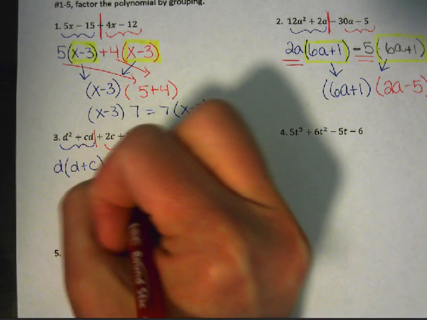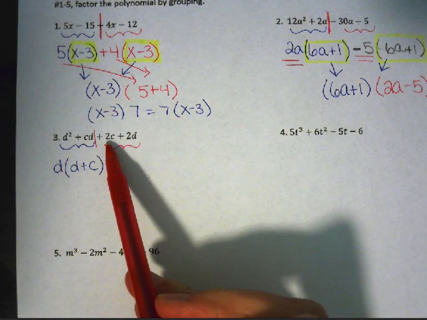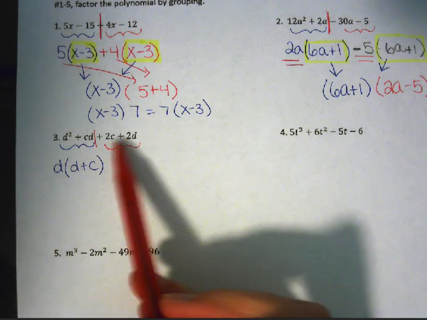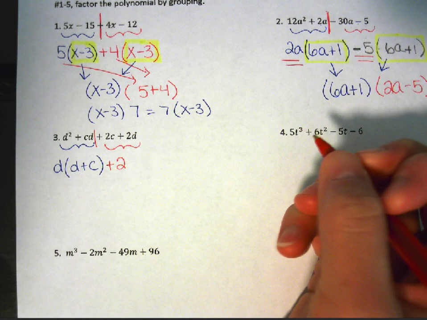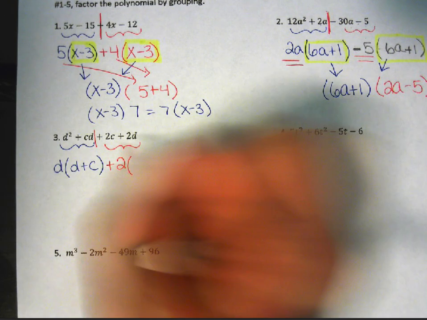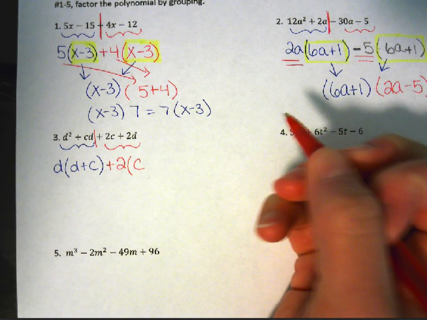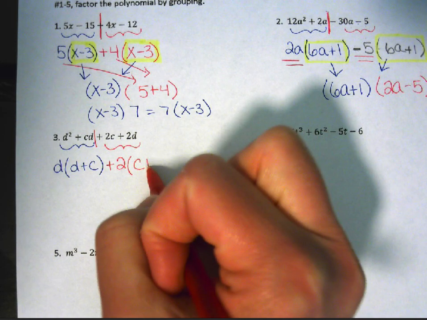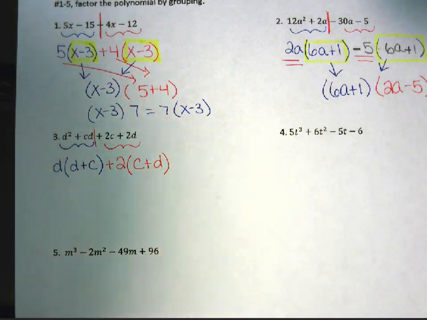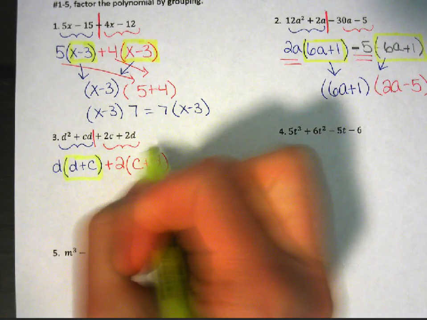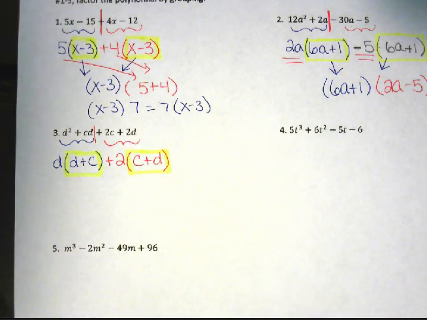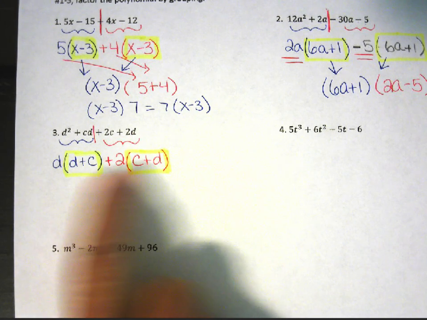Now in the second set, notice the greatest common factor is not a letter. Notice it's a number, so we're going to pull out the number, and then what are we left with? We pull out the 2, we're left with c. We pull out the 2, we're left with d. Now, look at your parentheses. They don't look exactly the same because notice how the order is reversed.